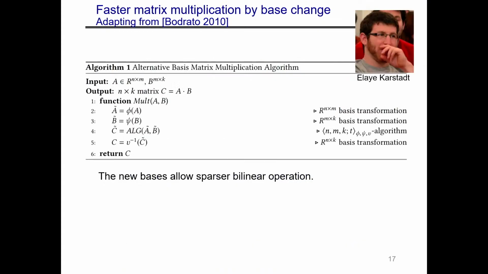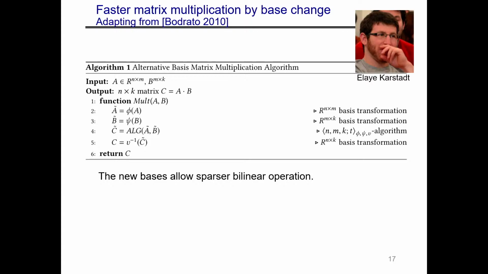So Eli noticed the following. If you have A and B input matrices, you can change their basis, then apply a bilinear algorithm, a UVW algorithm, which is not matrix multiplication. It computes something different. And then you can switch back to the original basis, combine all these operations, and you obtain a matrix multiplication algorithm. And since this is not a matrix multiplication algorithm, the lower bounds of Probert and Pan do not apply.